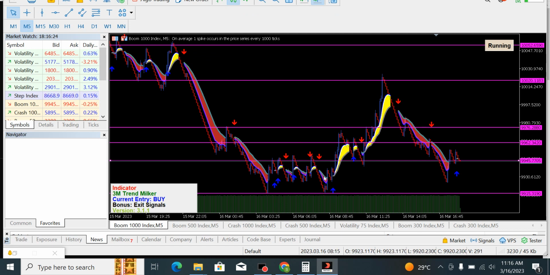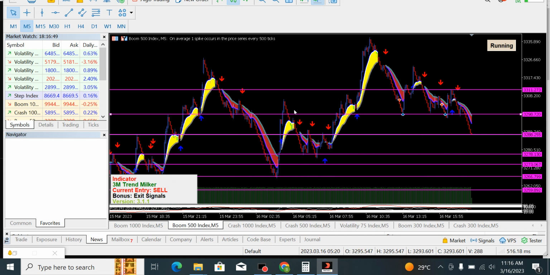This got to the support zone and we said it's going to be buying, and you can see it right from here. It got to this TP, TP2, TP3, and of course TP4. 1, 2, 3, 4. That's TP4, but it didn't get to the last TP before it pulled back. But I think this is cool enough for each and every one of us. So that's amazing. Now let's check out Boom 500.